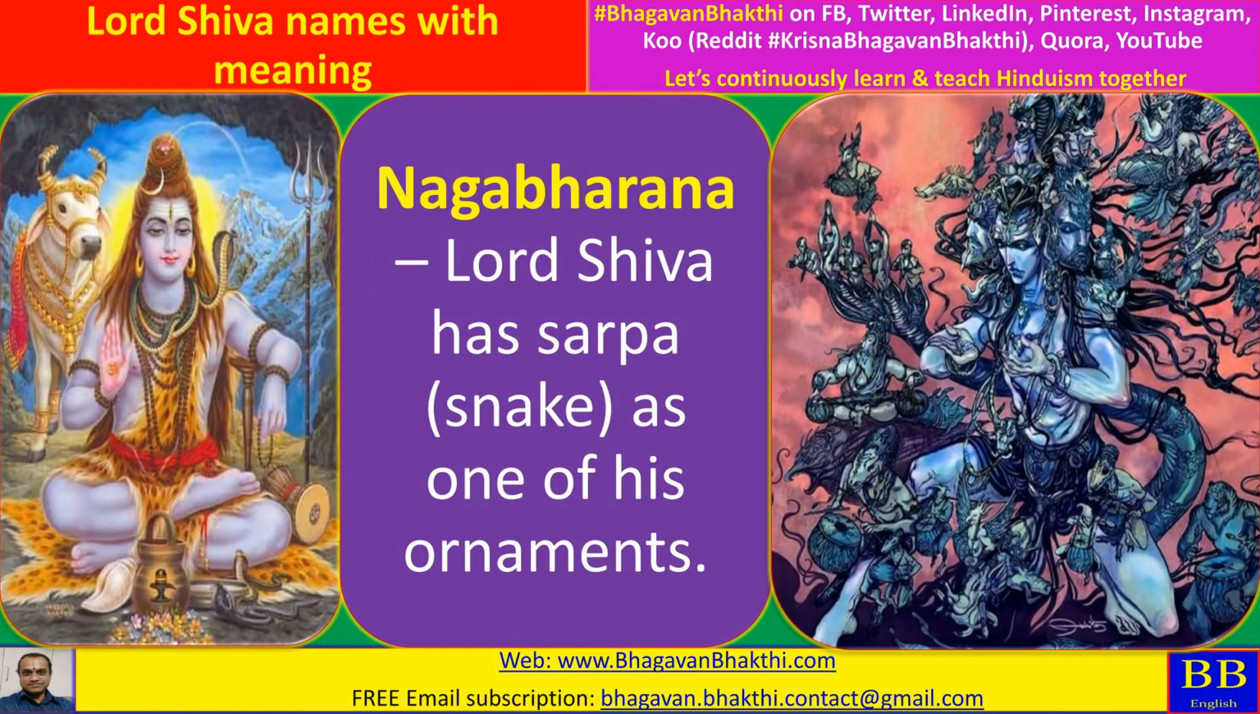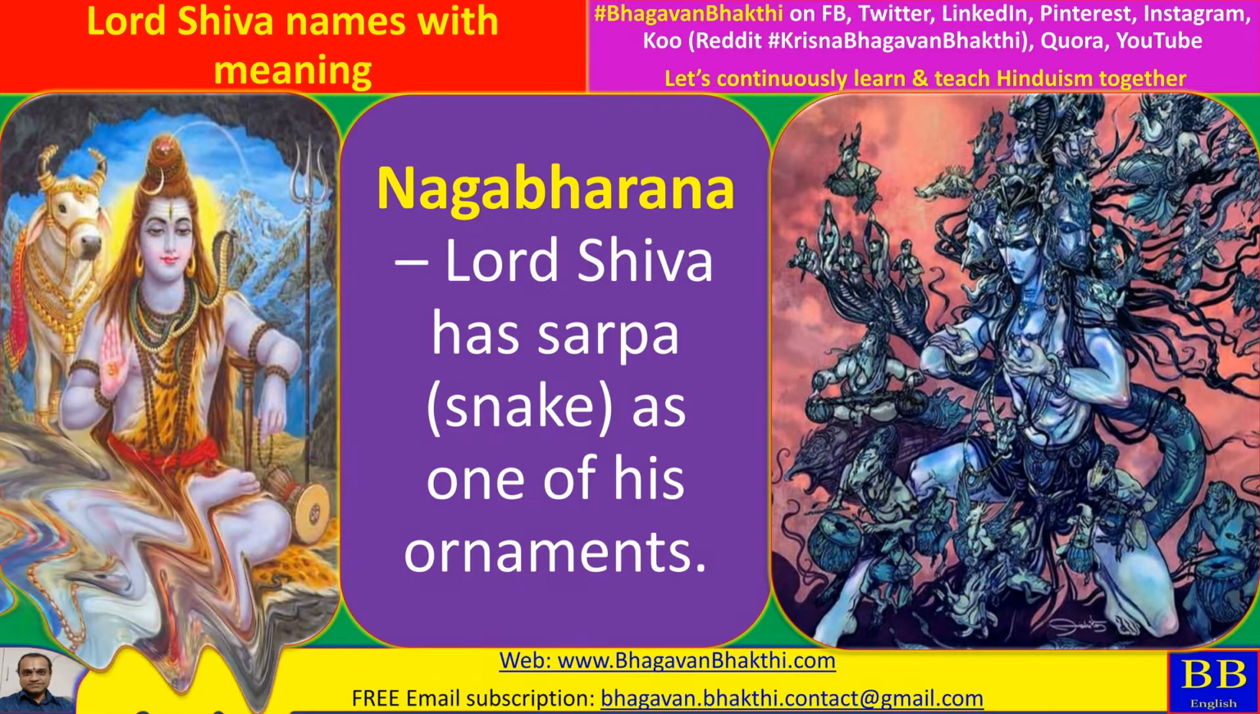The next name of Lord Shiva is called Nagabharana. Here Naga means the snakes or the sarpas and Abharana means the jewelry or the ornaments. Lord Shiva wears the sarpas or the snakes as ornaments on his body. That's why Lord Shiva is also known as Nagabharana.